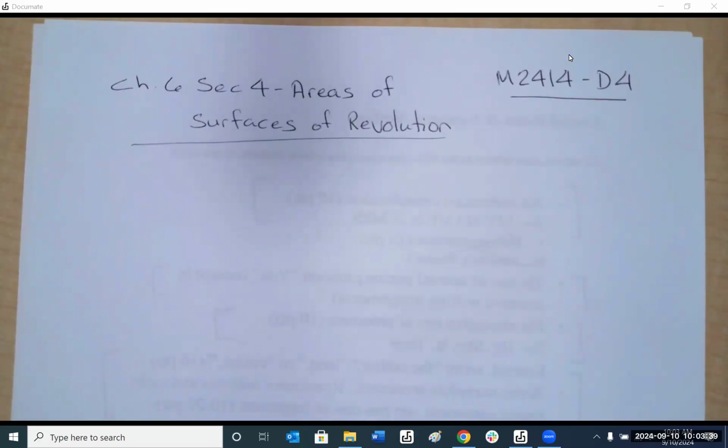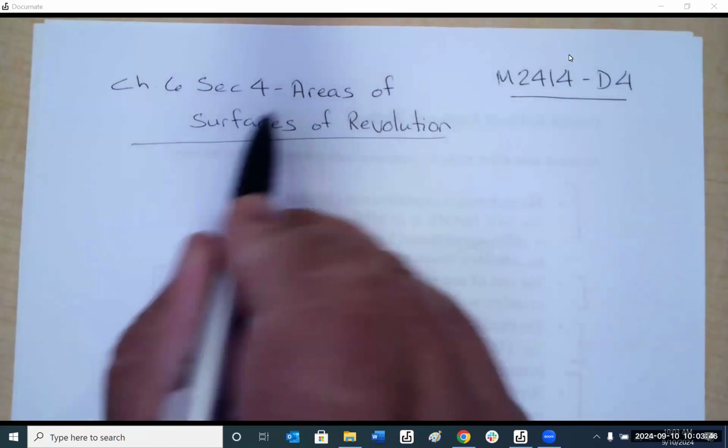This is the last section in chapter 6. Areas of surface of revolution. What does that mean? Well, we know the surface area.